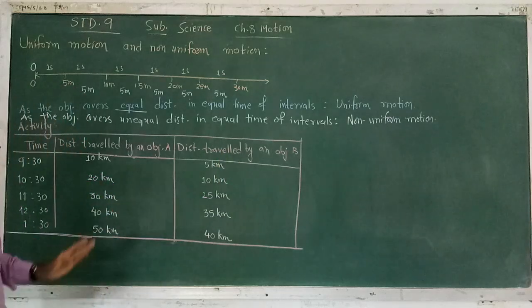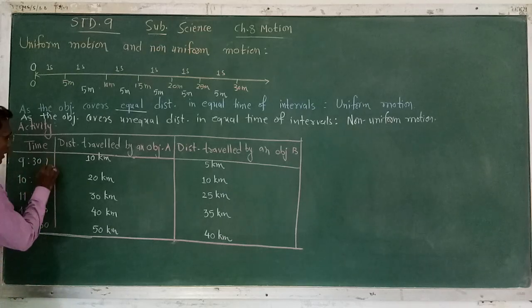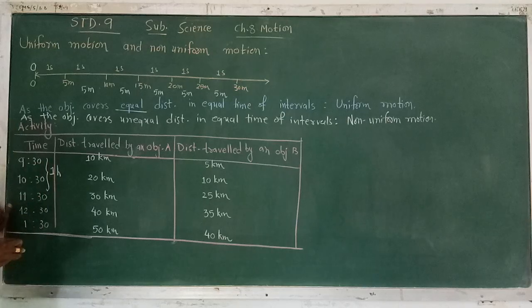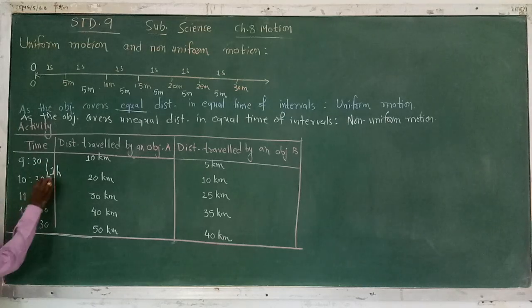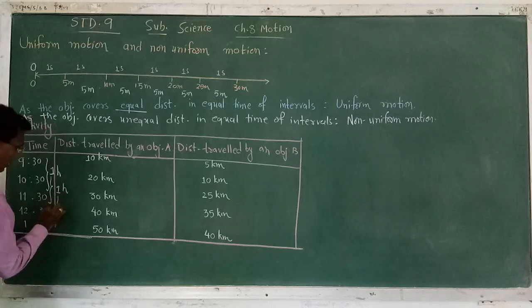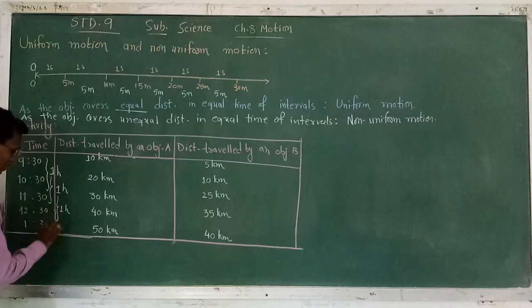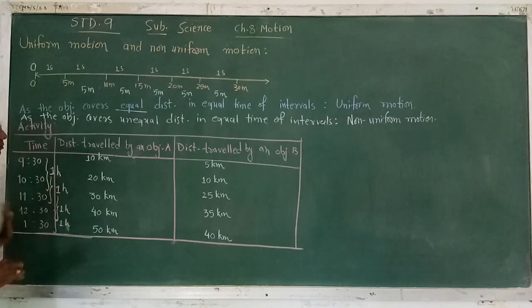For that, the time interval from 9:30 to 10:30 is 1 hour. Similarly, 11:30 minus 10:30, the time interval is 1 hour. 12:30 minus 11:30, the time interval is 1 hour. 12:30 to 1:30, the time interval is 1 hour.